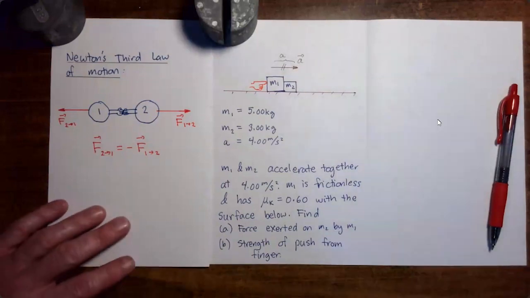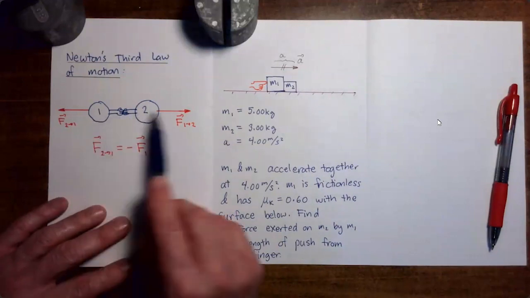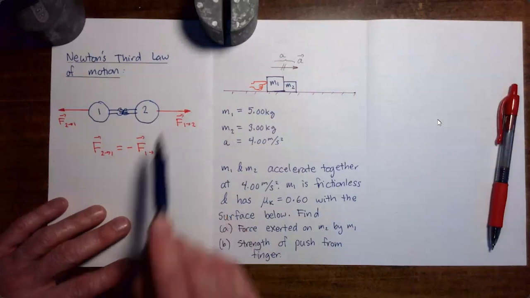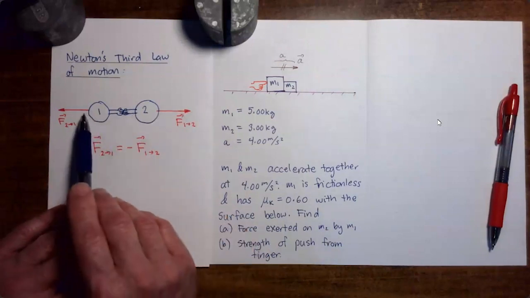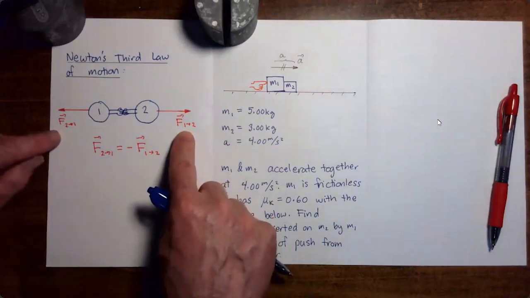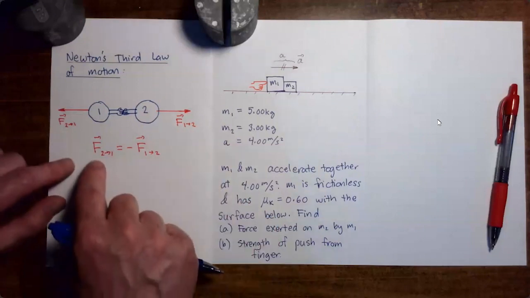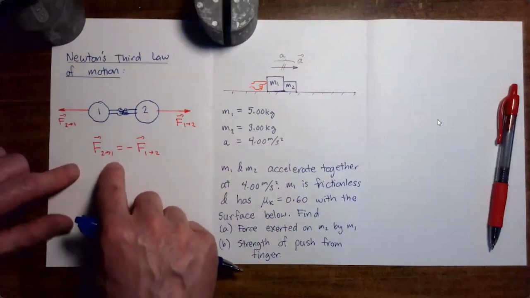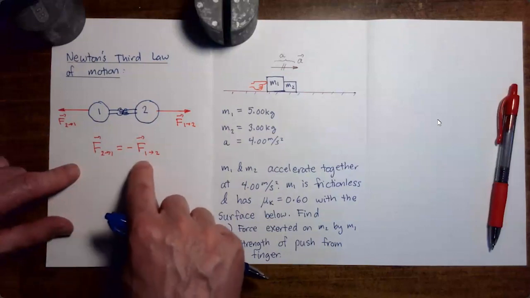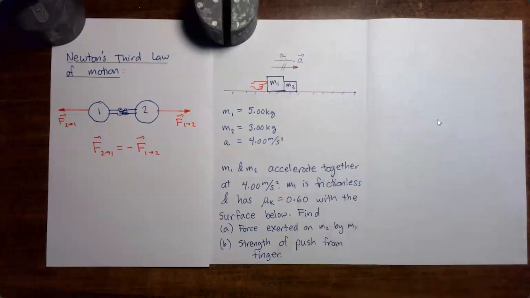One way of saying this is as follows. So let's say I have objects 1 and 2. 1 is exerting a force on 2, illustrated here. 2 is exerting a force on 1, illustrated here. So these two forces are equally strong and opposite in direction. Mathematically, we can say that the force that 2 exerts on 1 is minus the force that 1 exerts on 2. So now we're going to do an example problem which involves two objects interacting with each other.